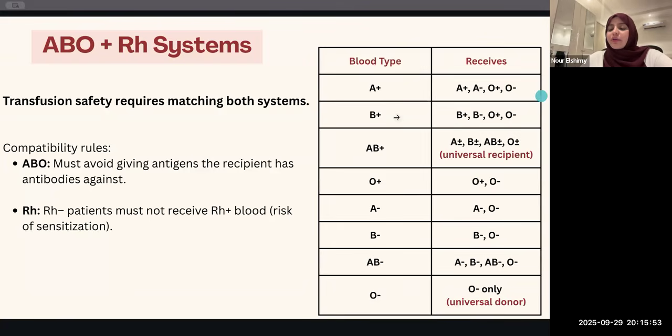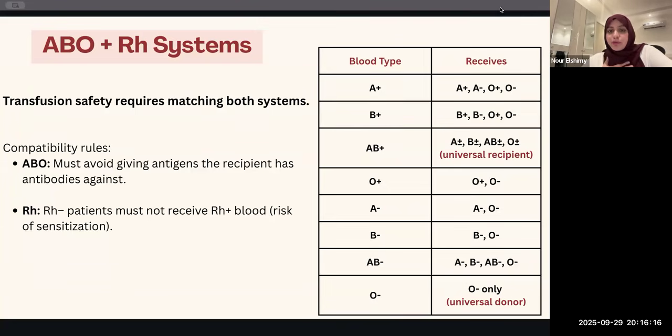So this is a very great table for you to understand how this works when you combine the ABO plus Rh system. So let's take a few examples here. A positive, we know that A only receives from A and O. Now, what determines whether it's positive or negative? If it's positive, then okay, you're fine. You can receive negative and positive, both.